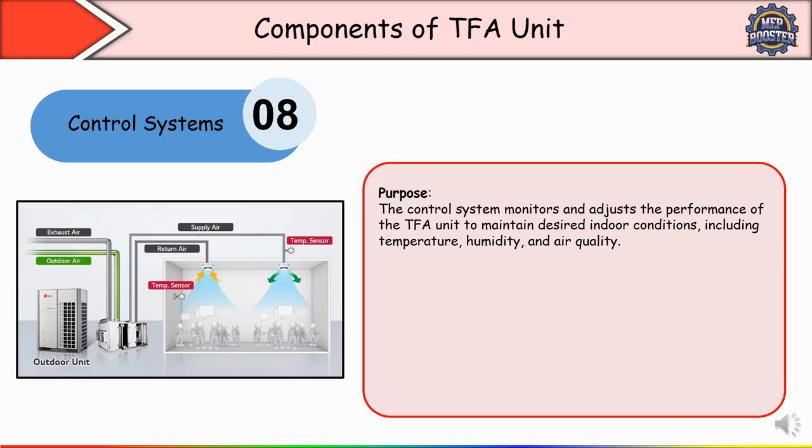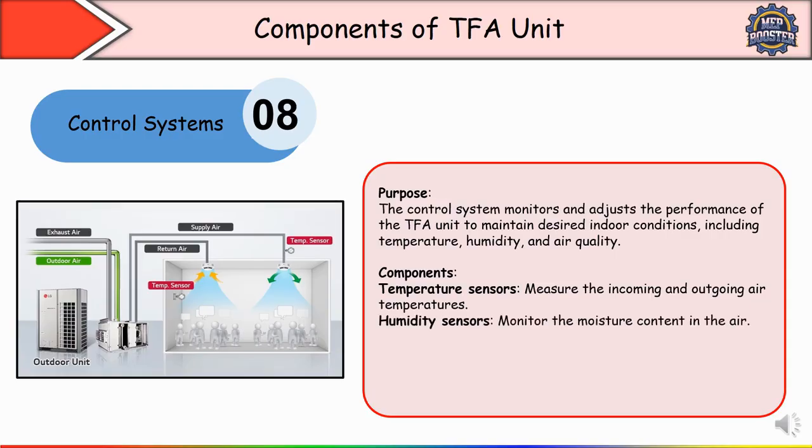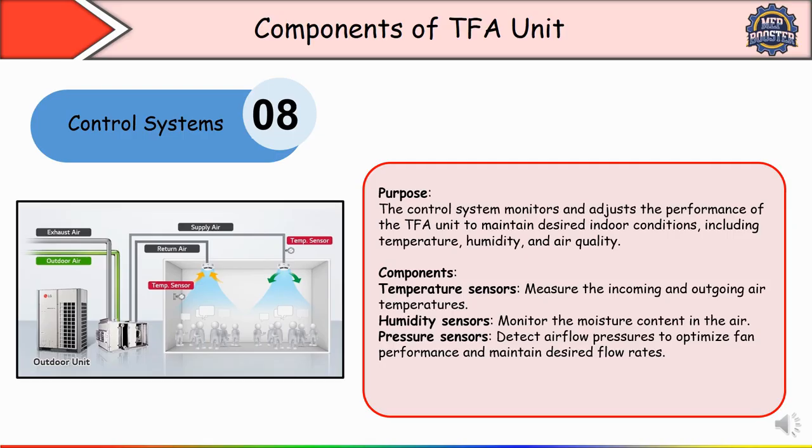Its features are generally sensors for temperature, humidity, CO2 level and airflow. Some components are given: temperature sensors, which measure the incoming and outgoing air temperature. Then we have a humidity sensor, which monitors the moisture contained in the air. Pressure sensors also detect airflow pressure to optimize fan performance and maintain the desired flow rate. Thermostat and humidistat regulate the air temperature and humidity set points. So these are some components of the control system.